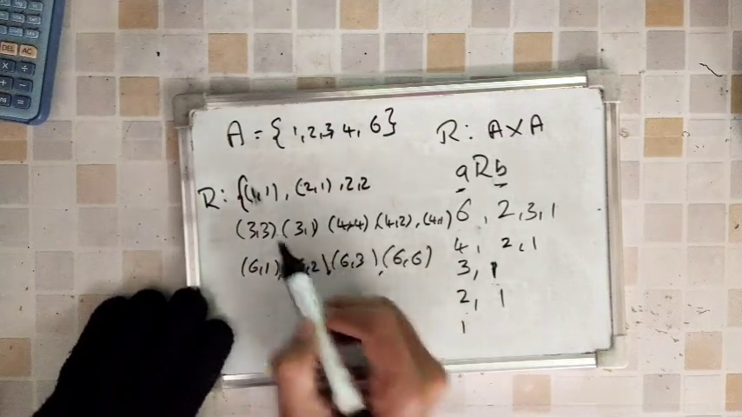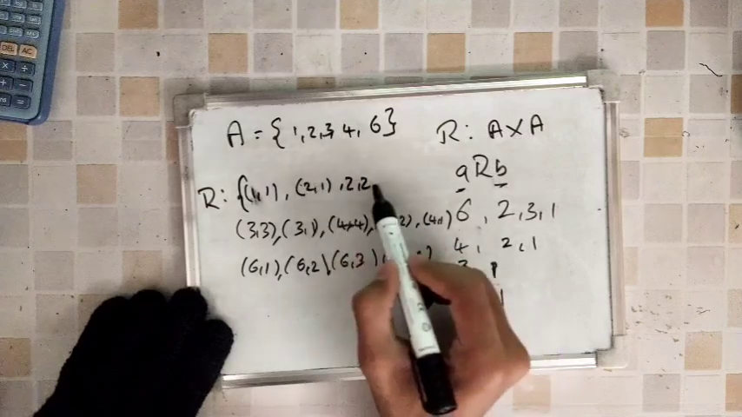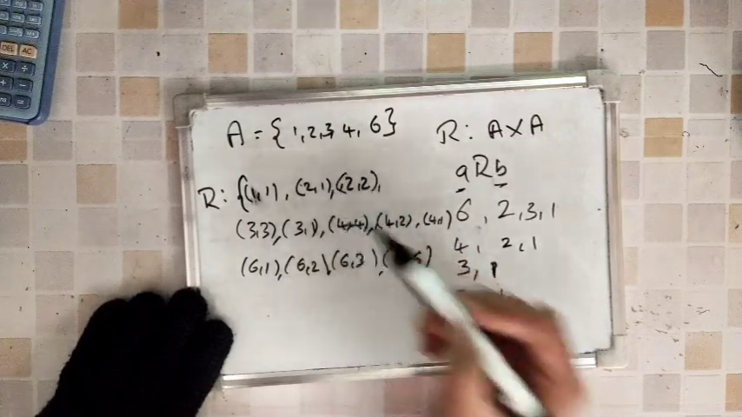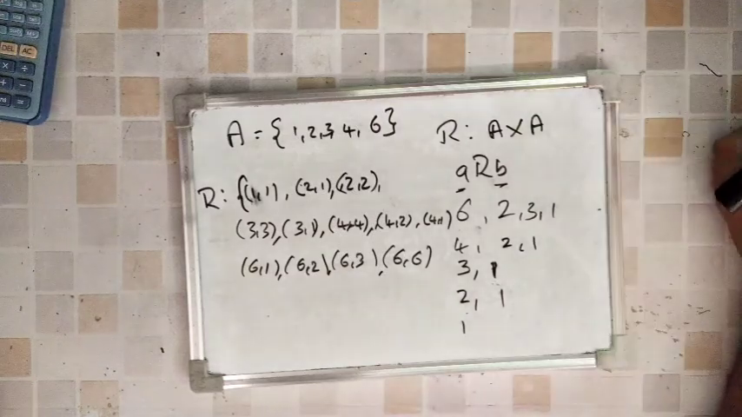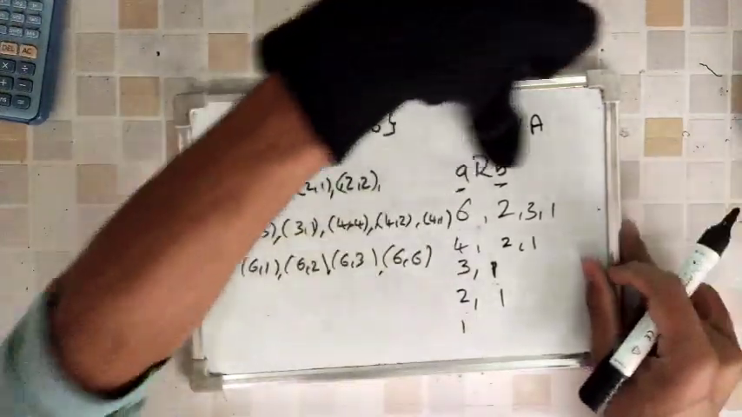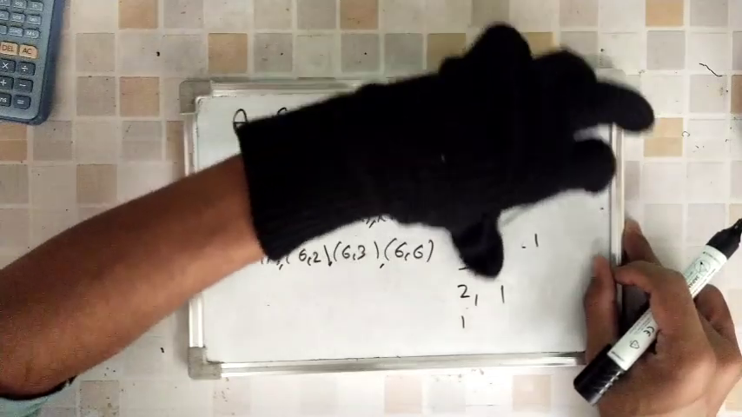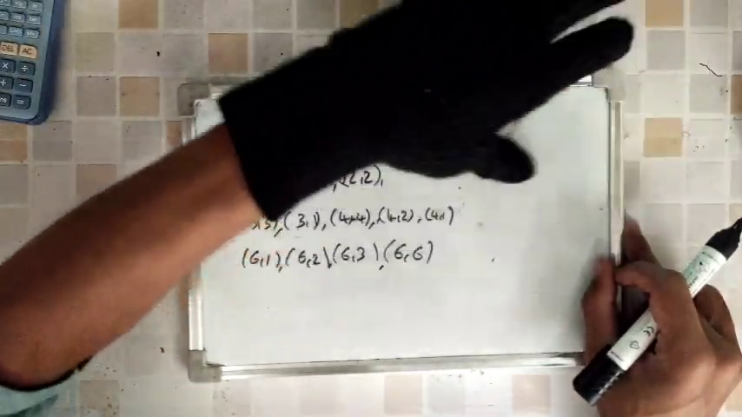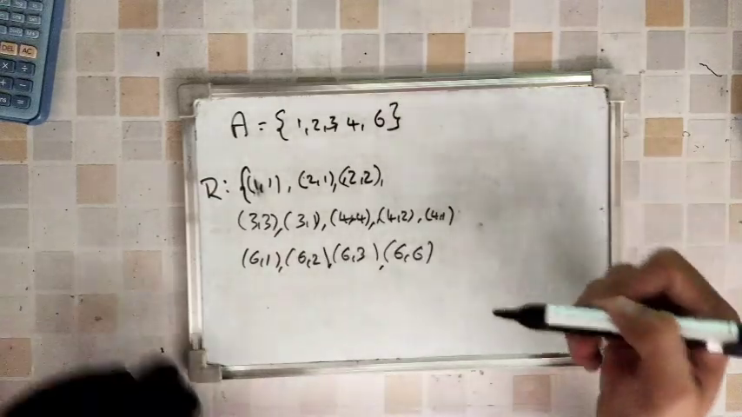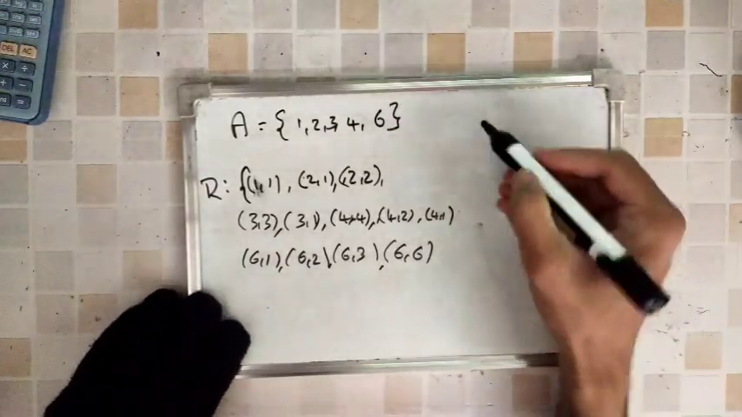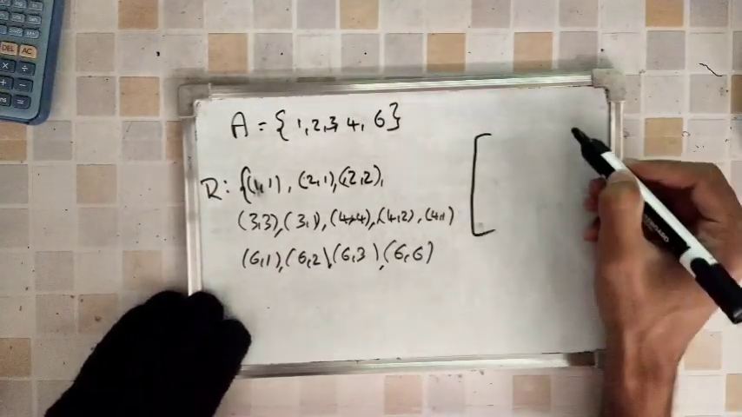So these are the possible elements or ordered pairs in my relation. From the given question I have removed this. Now what they have said: represent the relation R as a matrix and draw the digraph of relation R. Now I have to draw the matrix and the diagram for this relation. Let me first draw the matrix.